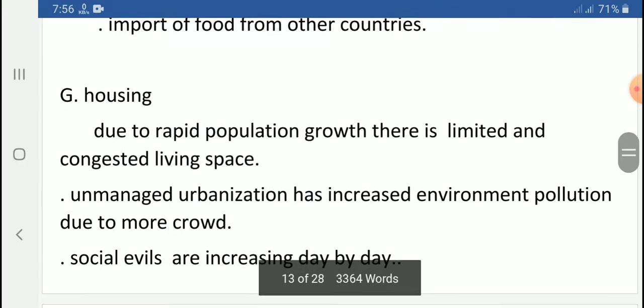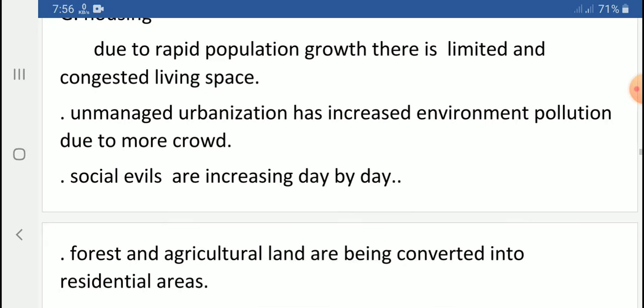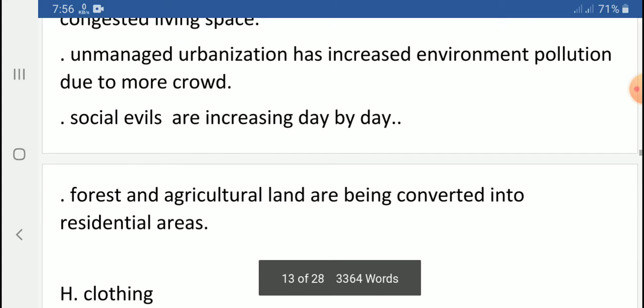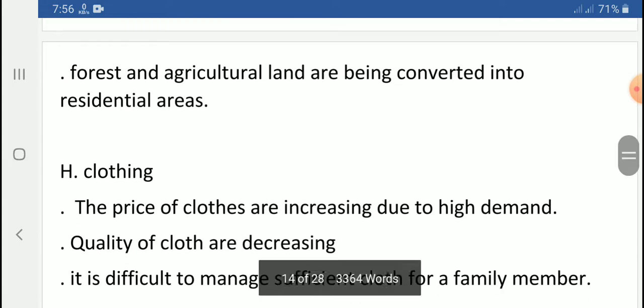Similarly, housing problem is also there. Because of rapid population growth, there is limited and congested living space. If you are living in city areas, of course, you do have experience of these things as well. People have to live in a congested area. And unmanaged urbanization has increased environment pollution due to more crowd, and social evils are also increasing day by day. And forest and agricultural land have been converted into residential area.